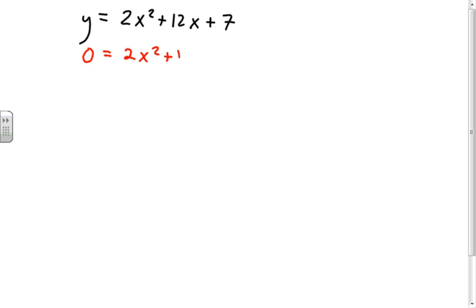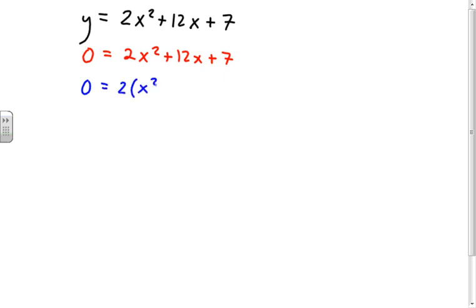Let's look at another example that's a little trickier. If we have y equals 2x squared plus 12x plus 7, a little different here because we have a 2 in front, and that's going to change things. First of all, let's say we're solving for x when y is equal to 0. That makes things a little easier. So we get 2x squared plus 12x plus 7. The first thing we have to do here is factor out the 2. We have to divide everything by 2.